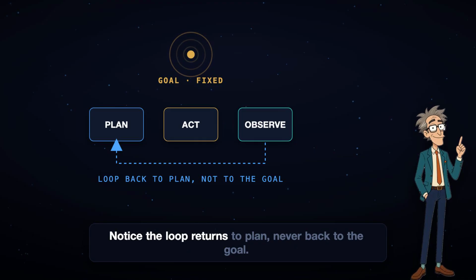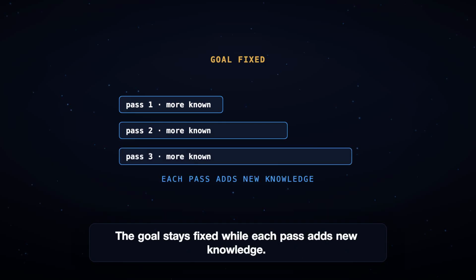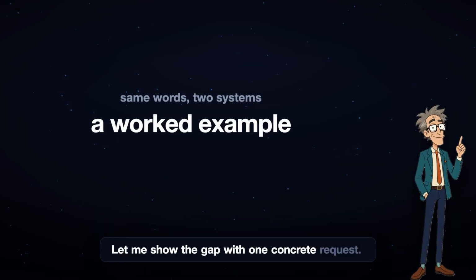Notice the loop returns to plan, never back to the goal. The goal stays fixed while each pass adds new knowledge. Let me show the gap with one concrete request.